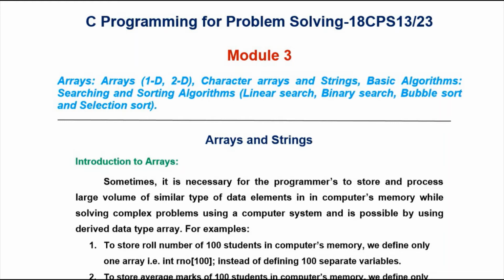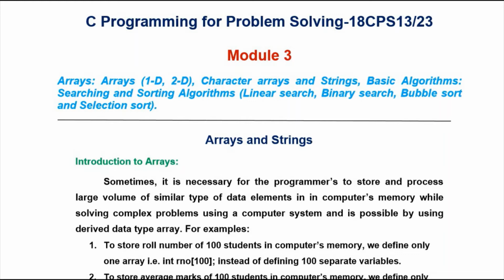So what do we mean by derived data type? Derived data type is the aggregation of fundamental data types like character, integer, float, and void. They are fundamental data types, whereas derived data types are aggregation of fundamental data types. So pointers, arrays, structures, and unions are derived data types.